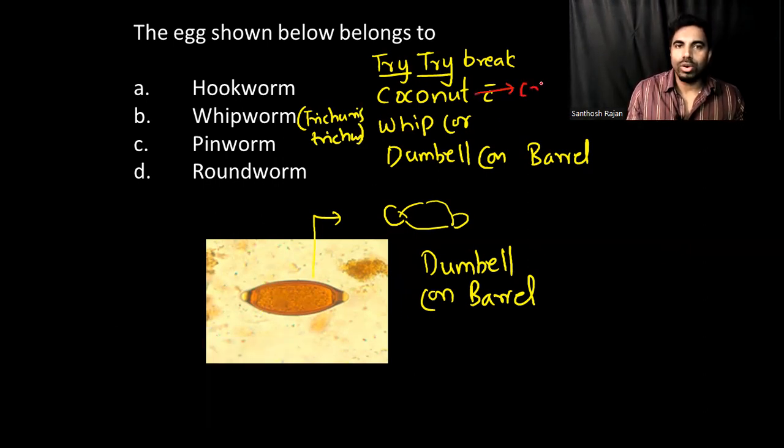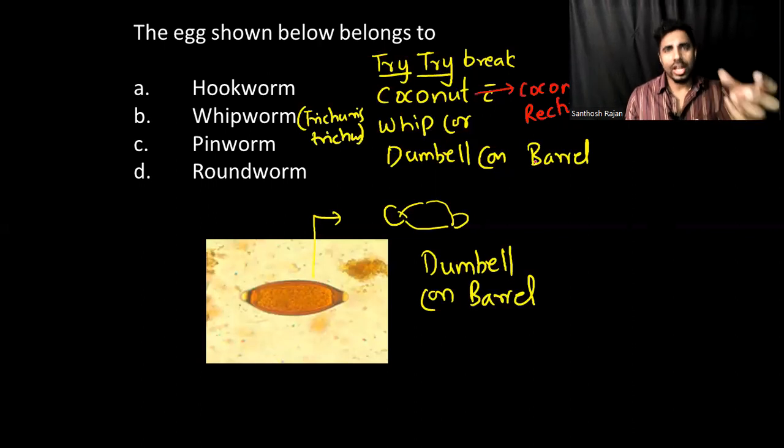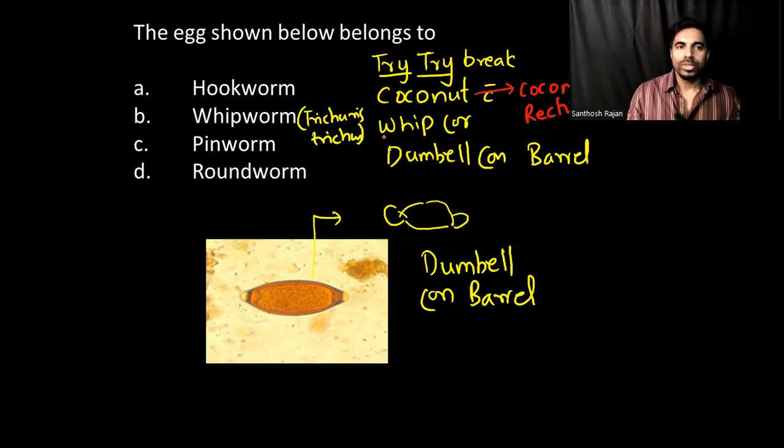That is actually coconut shell rectum. The rectum becomes very hard due to obstruction, and also it looks like a prolapse. It causes rectal prolapse. Okay, so it looks like a coconut shell. So it's otherwise called whip, otherwise called dumbbell or barrel. So very easy.